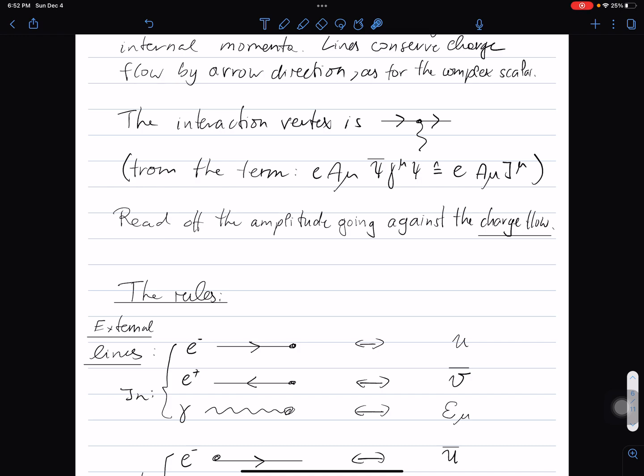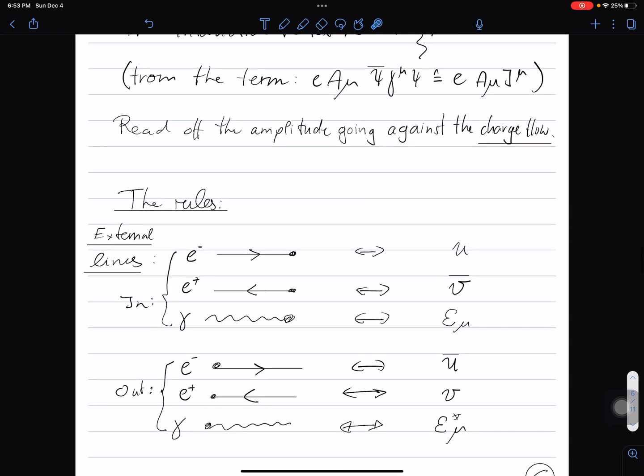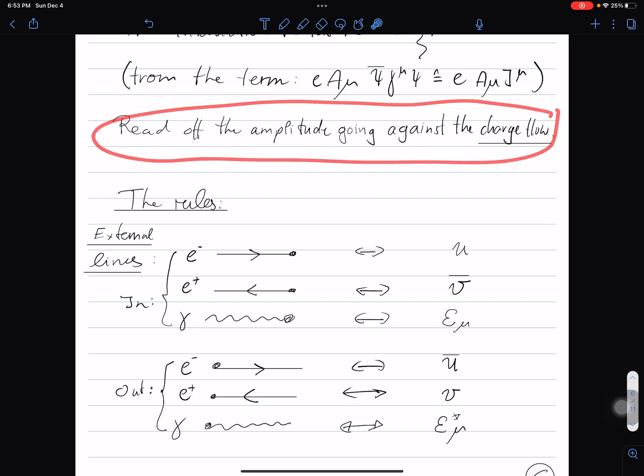The new important interaction vertex is this one that comes from the interaction psi bar gamma mu psi with the photon field A, and it's drawn as a line of fermions going through, and they can emit or absorb a photon field here. Now, we can finally read off the amplitude, reading against the charge flow direction. We will learn this in a second.